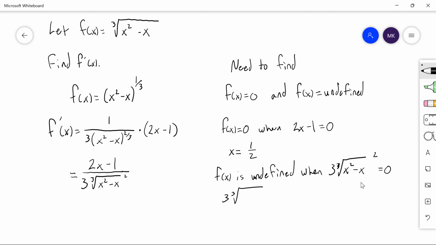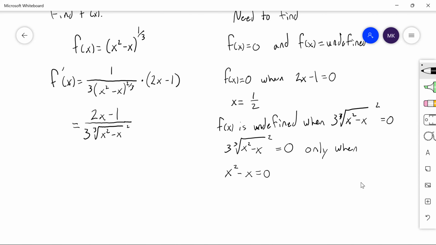3 times the cube root of x squared minus x all squared equals 0 only when x squared minus x equals 0. Well, that's just x times x minus 1. So it means x equals 0 and 1.